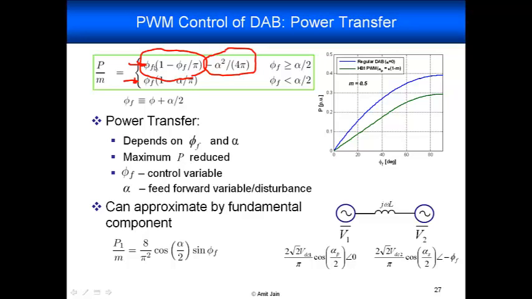Now, just from a control point of view, we are still looking at phi f, the fundamental component phase shift, as a control variable, and this additional phase shift is just acting like a disturbance, or something that's modifying that equation, and we can actually compensate for that in our control just by using a feed forward.